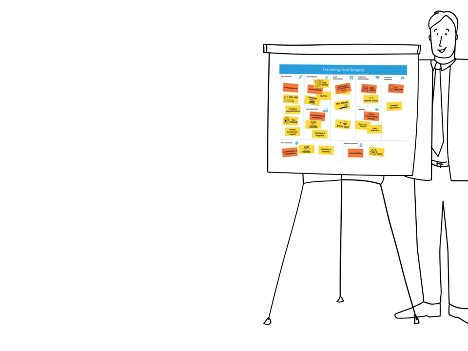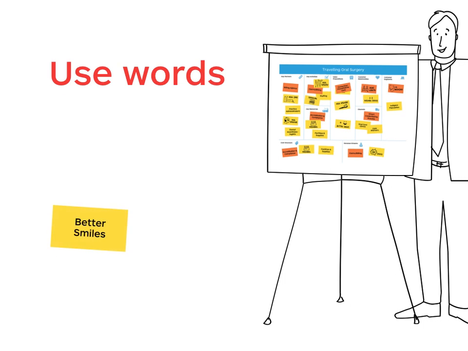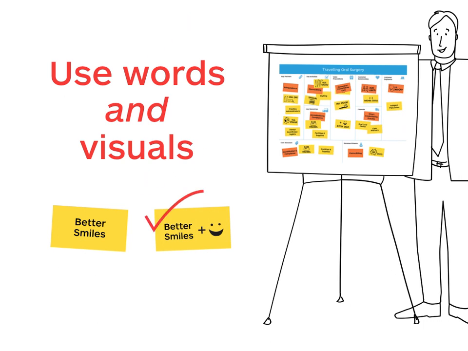So another thing that you can do to dramatically improve your presentation is to use just a few descriptive words, like, for example, better smiles. And you're going to want to do that with an even better idea, which would be to add a visual or some type of graphic along with those short descriptive words. So better than just simple descriptive words would be, like better smiles, better smiles with a visual of a smiley face.